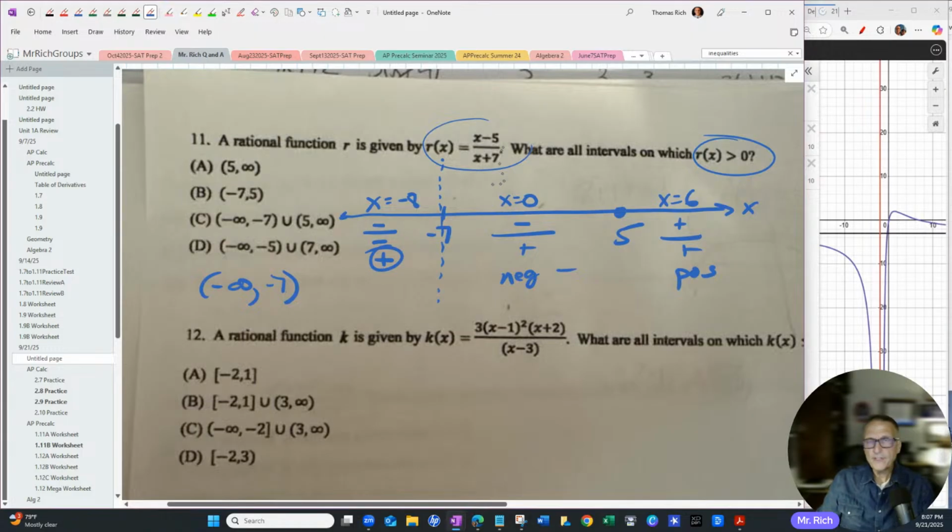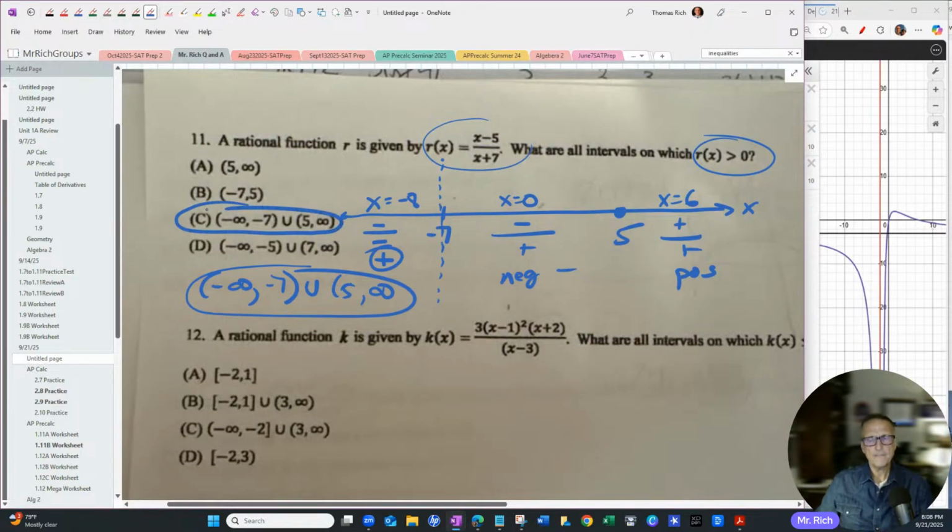I can't include -7 because it's a vertical asymptote, so I have to use a parentheses right there. And then it's going to turn positive again once I get past 5, so I would union that with 5 to infinity. And you can see that's exactly our answer here, answer C.